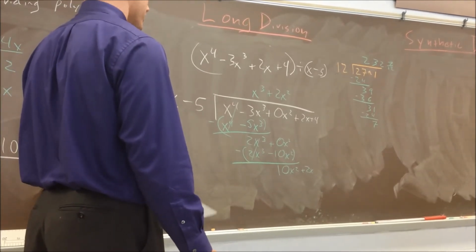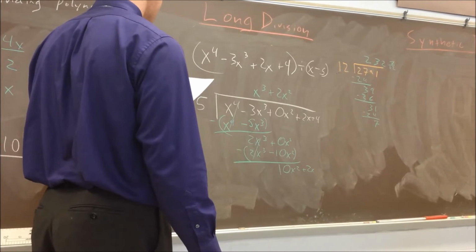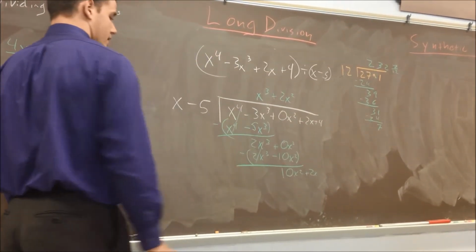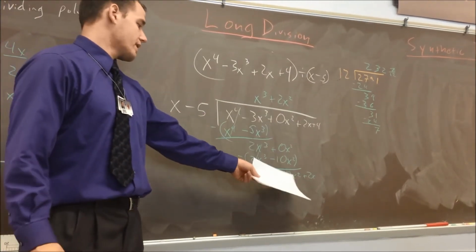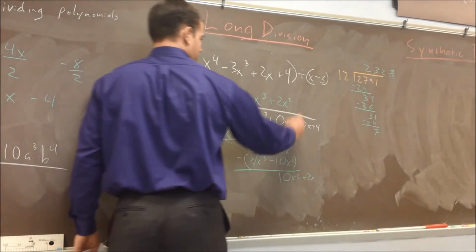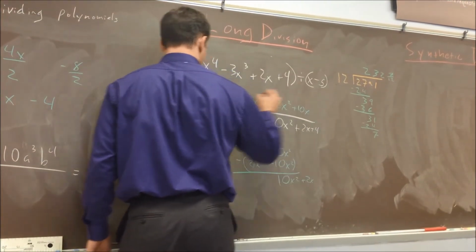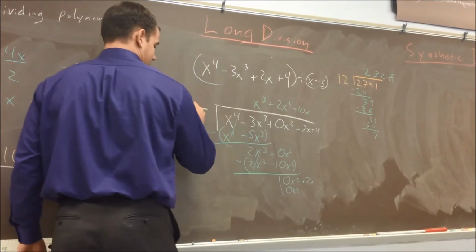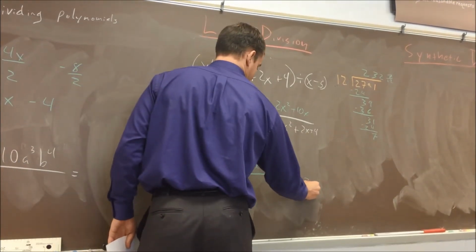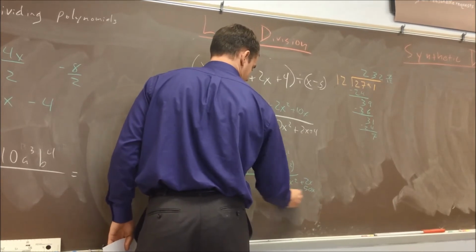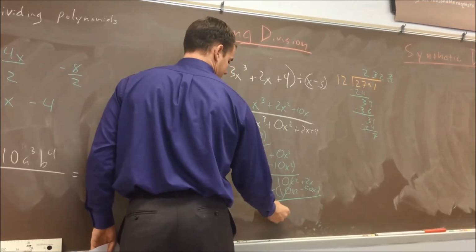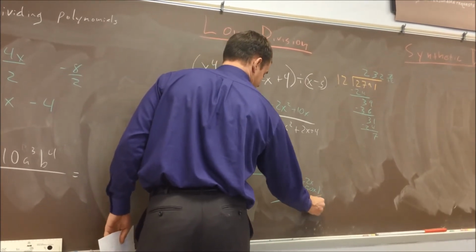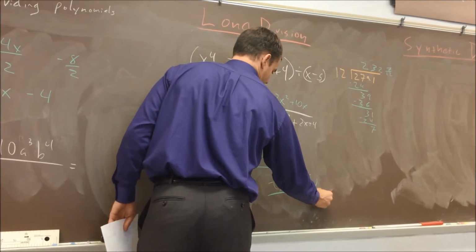And I'm just going to keep going. So what times x will give me 10x squared? Plus 10x. 10x times x is 10x squared. 10x times negative 5 is negative 50x. I'm subtracting. Those cancel. 2 minus negative makes a positive, so 52x. Bring down the 4.